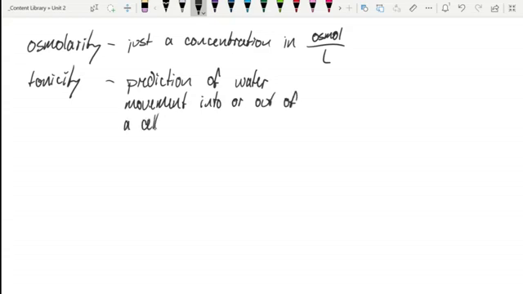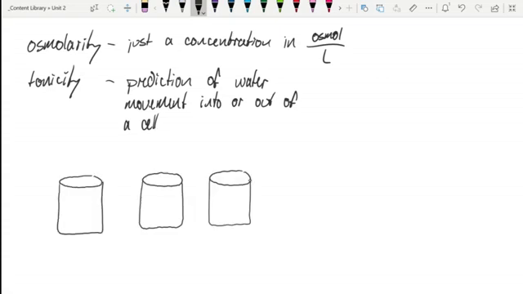Okay, let's see if we can figure this out. I'm going to draw some beakers. And inside these beakers, the first one, we're just going to have straight up water. In the second one, we're going to have water plus salt. So the concentration, we're going to have it at 0.9% NaCl. And on the other one, we're going to have sugar. We're going to say 5% dextrose, which is just D-glucose. So that's glucose. So water, 0.9% salt, 5% dextrose.